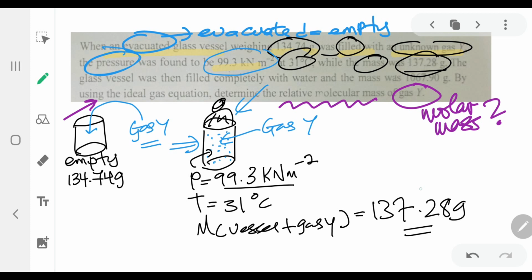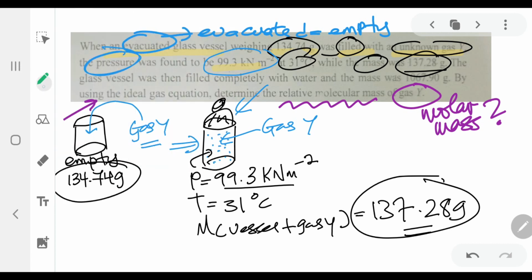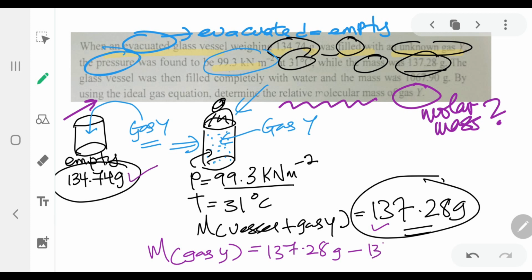So you have all of this information now. So what we're going to be doing now, we try to stop for a while and try to think, are we able to solve this problem now with all of this information given? When I have this and I have that, we can work out the mass of gas Y. How do you do that? You're going to take this value, 137.28 grams, minus the mass of the empty vessel, 134.74 grams. And you have the mass of 2.54 grams. So that is the mass of your gas Y.